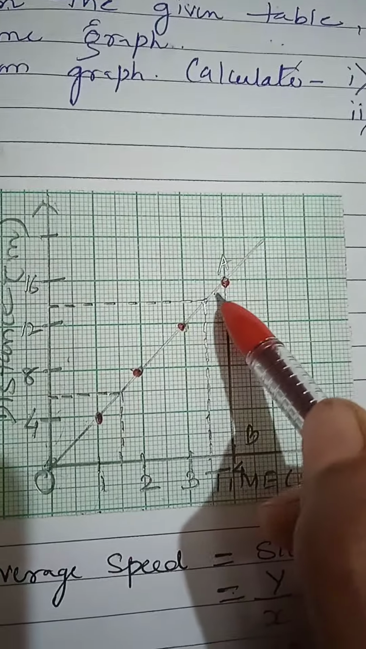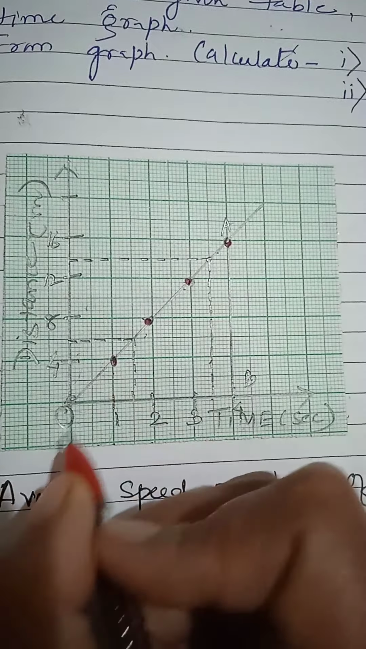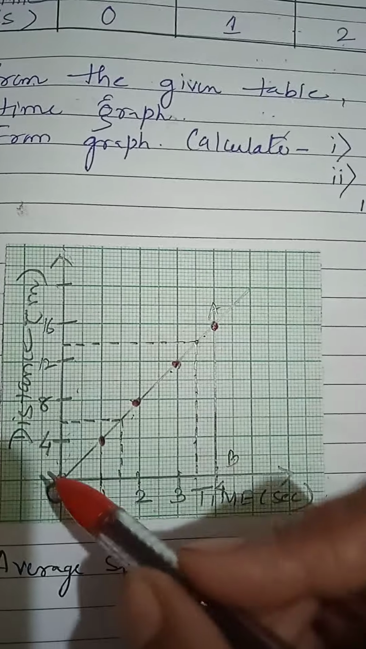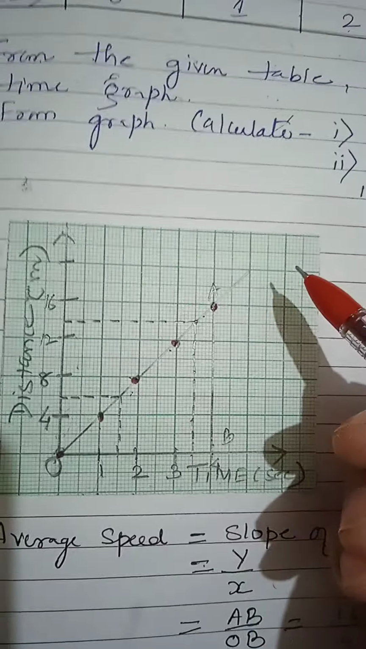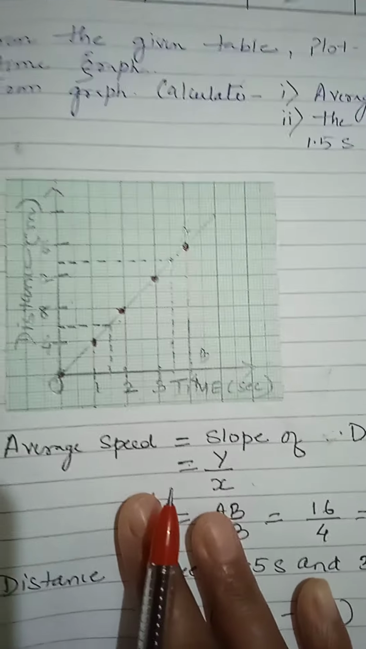So here I got 1, 2, 3, 4 and this is the 5th point. See the reading also we have 5. Now join the line. You will get the straight line. So this is the first part of the answer.